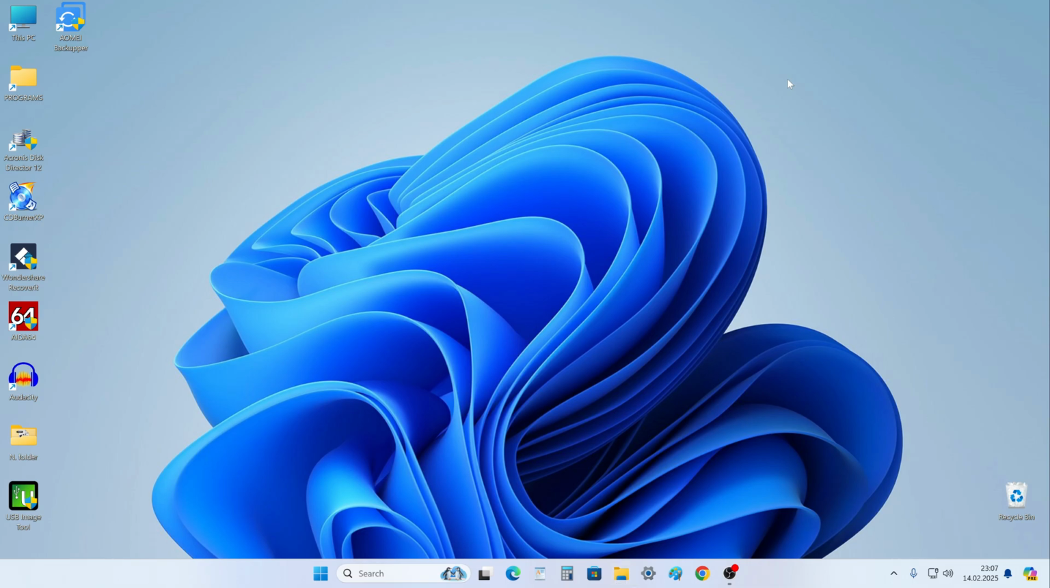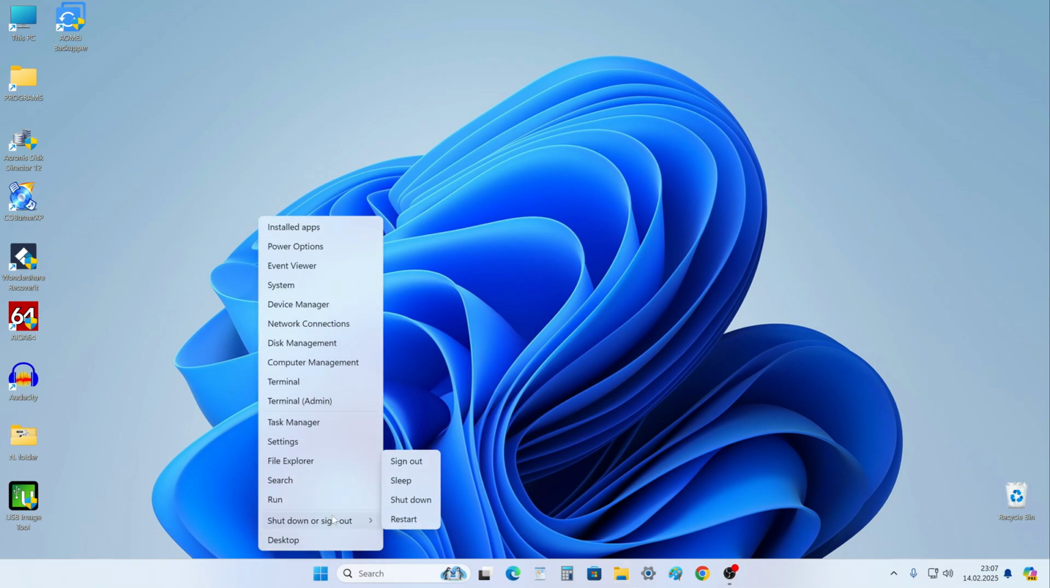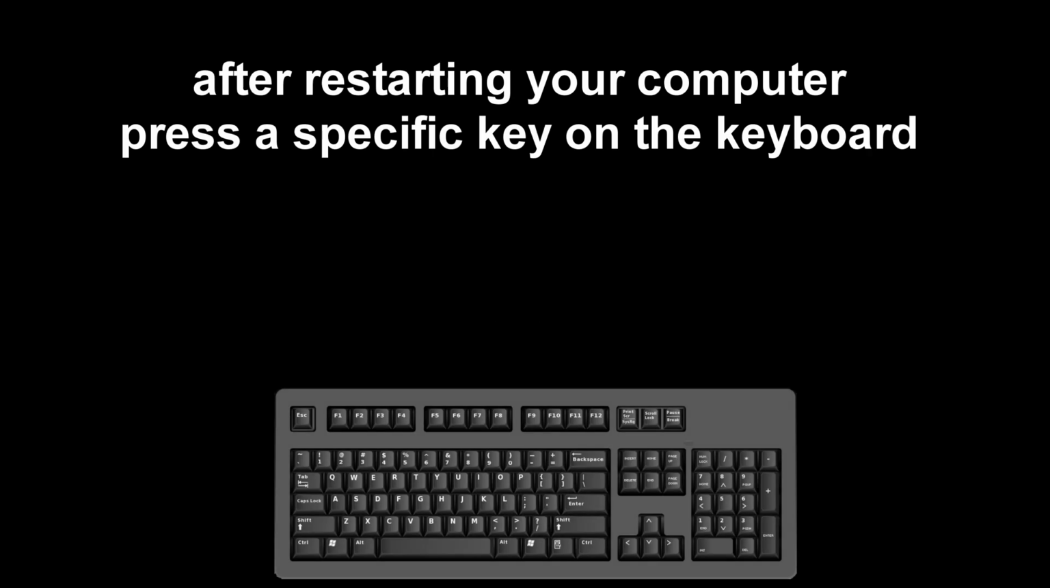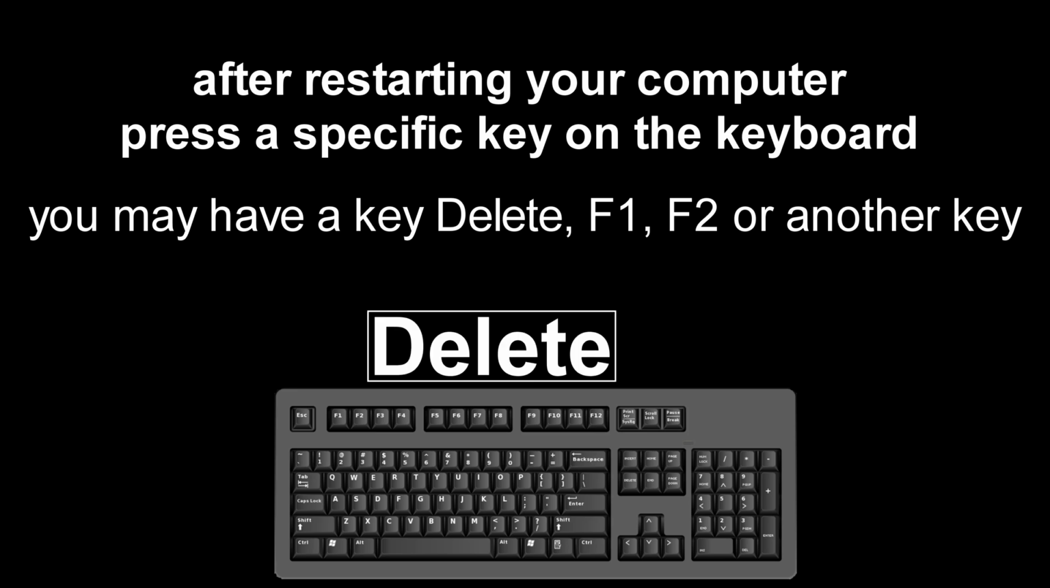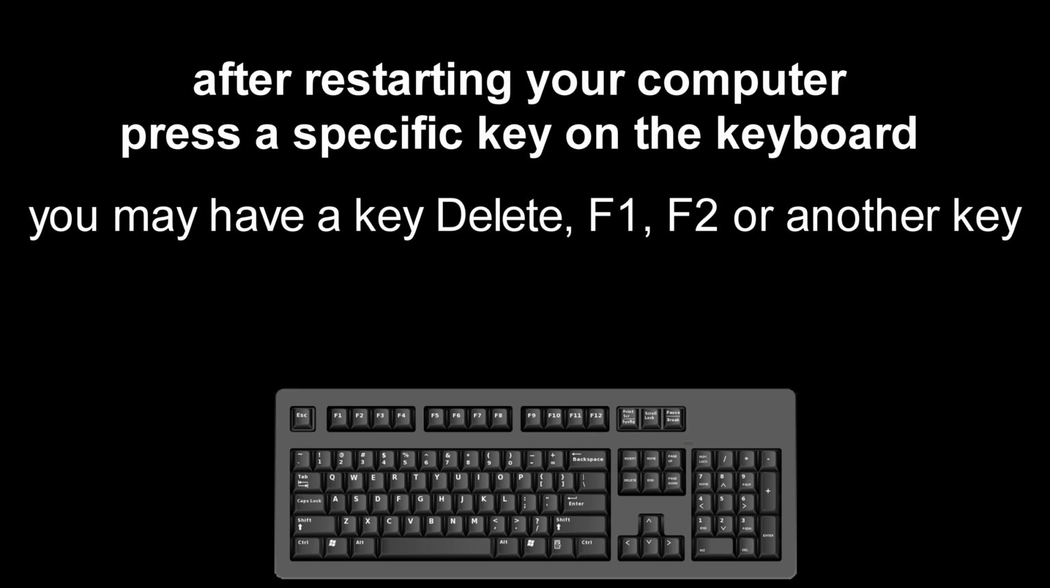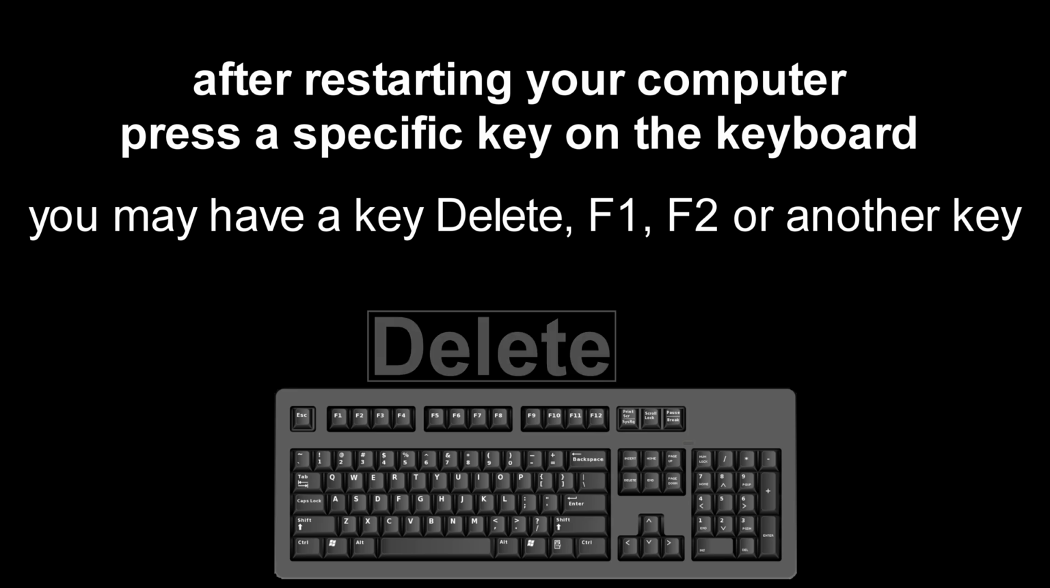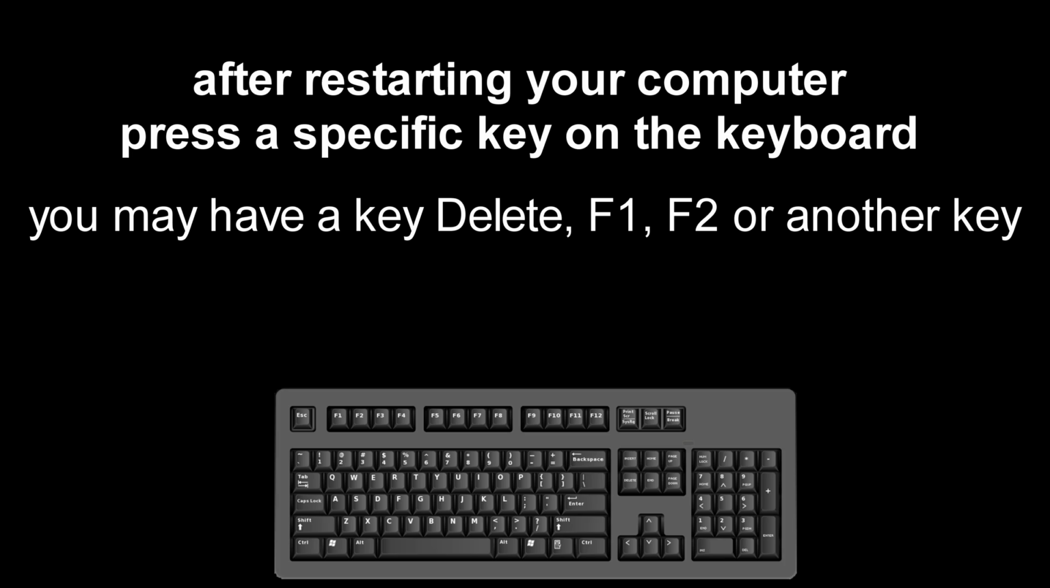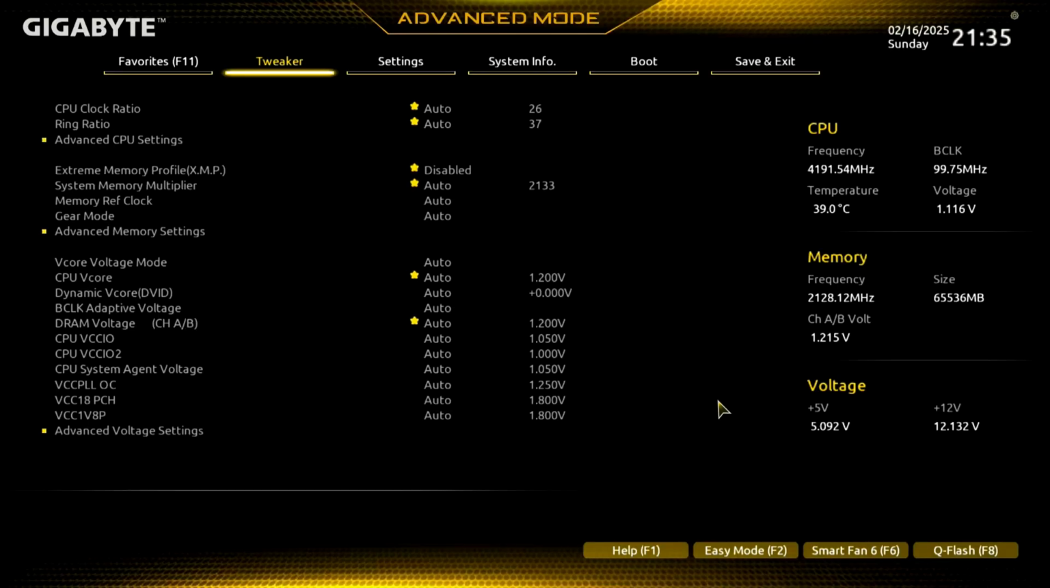To configure your computer to work with the second disk, you need to restart your computer and enter the BIOS. To do this, immediately after rebooting the computer, you need to constantly press a certain key on the keyboard. I have the delete key, you may have the delete key, F1, F2, or another key. The BIOS opened.